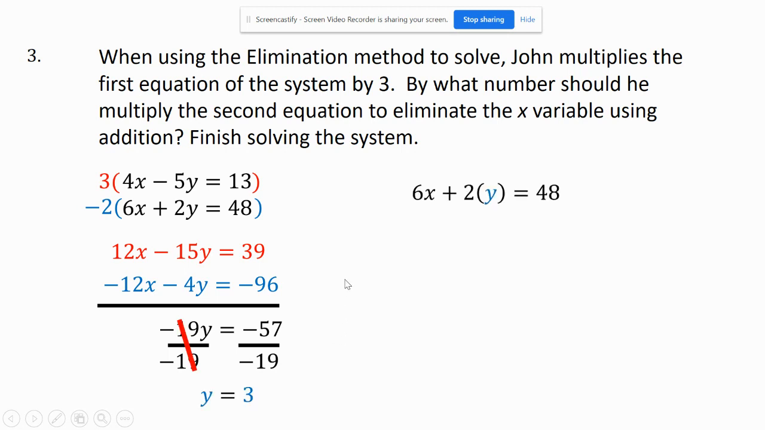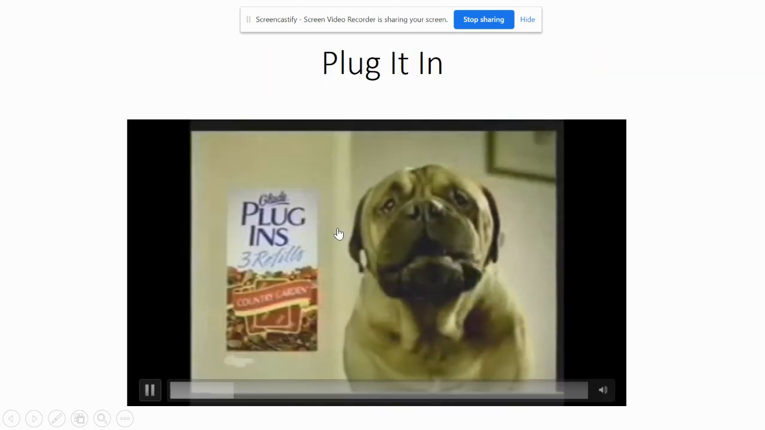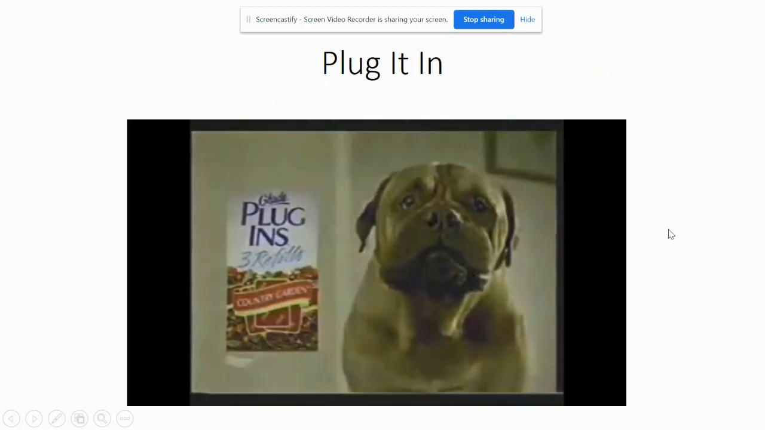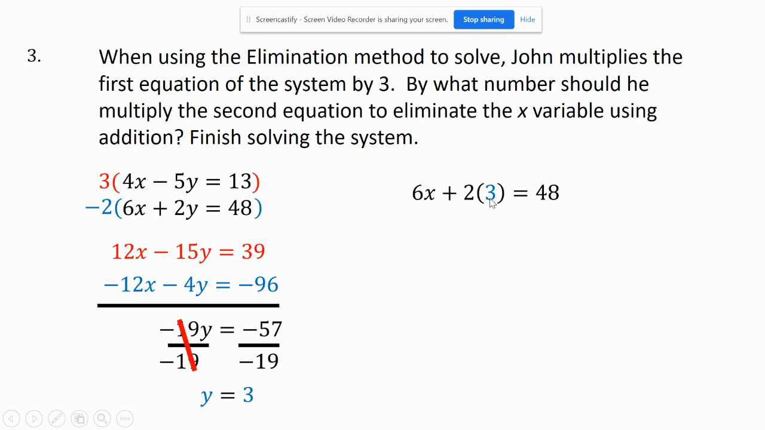Now we're not done because we still need to find what x is, but I can plug it into an equation. I think I chose this one just because the y was positive. Plug it in. So I plug in 3 for y. 2 times 3 is 6, minus 6 from each side. It makes it 42, and I get 48 minus 6. Divide that by 6, and I get 7.